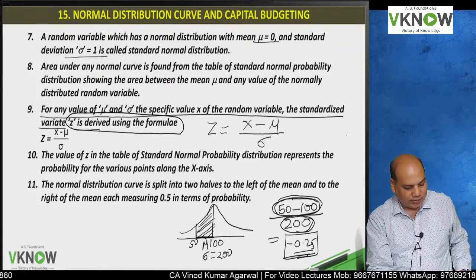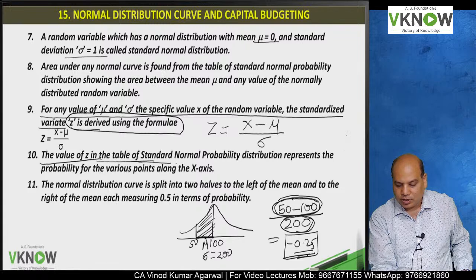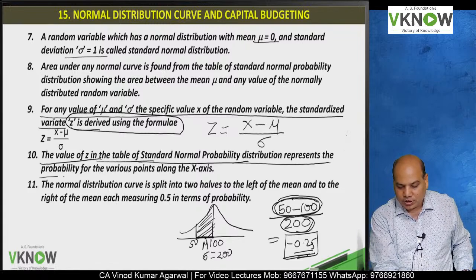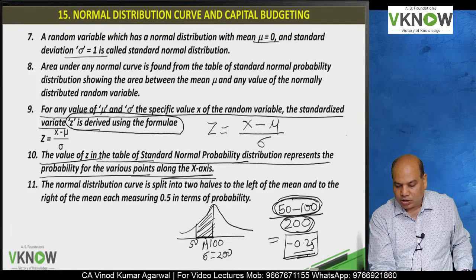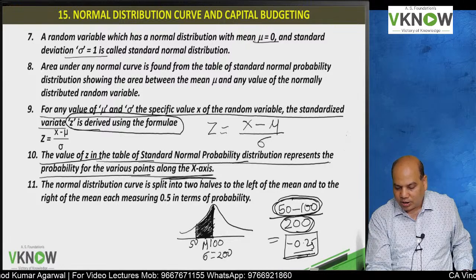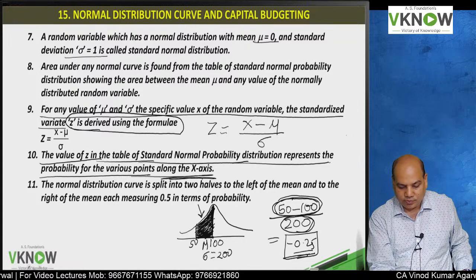Okay, point number 10. The value of z in the table of standard normal probability distribution represents the probability for various points along the x-axis. So the normal distribution table tells you the probability of a number between the mean and a given number. If you want the probability of this area, refer to the normal distribution table.